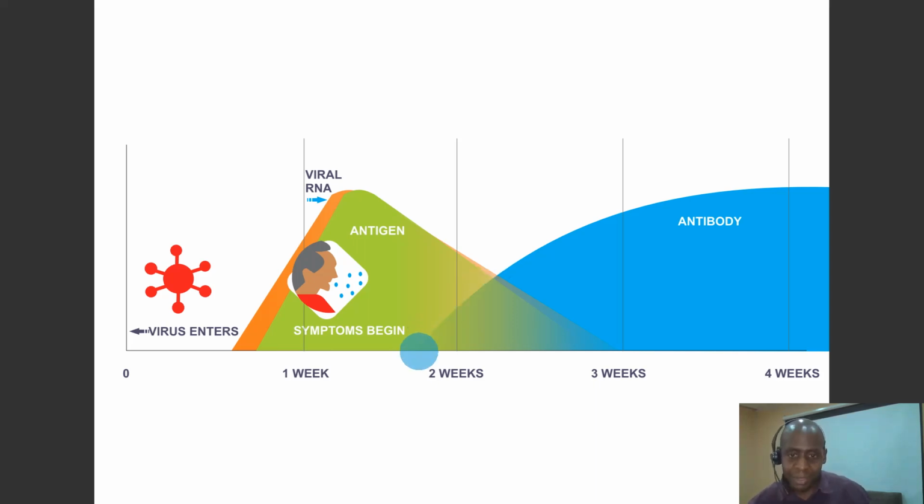So as the antibodies now rise, and notice that this is coming almost from about 10 days to 2 weeks, this is when the antibody response then comes in. So at this stage now, the test that is going to be positive is an antibody test.